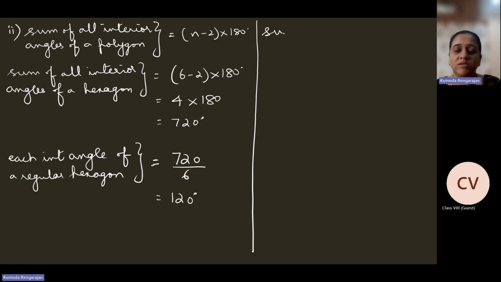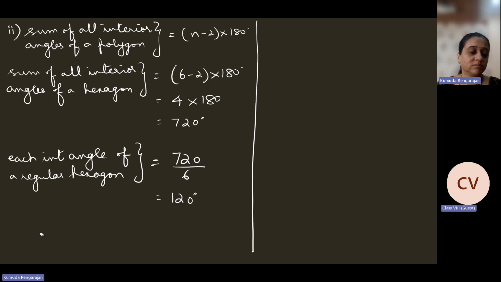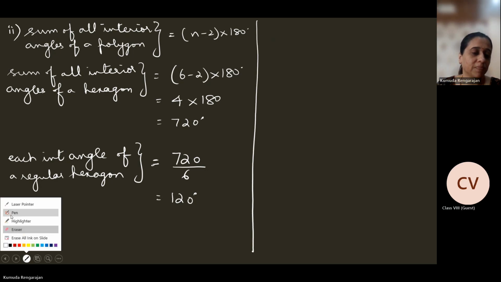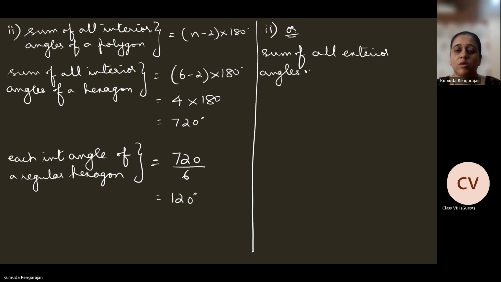What is the sum of all the exterior angles of a polygon? 360. Yeah. Any type of polygon, it will be only 360. Correct. Sum of all exterior angles of a polygon: any polygon, regular, irregular, any number of sides, is always 360 degrees.